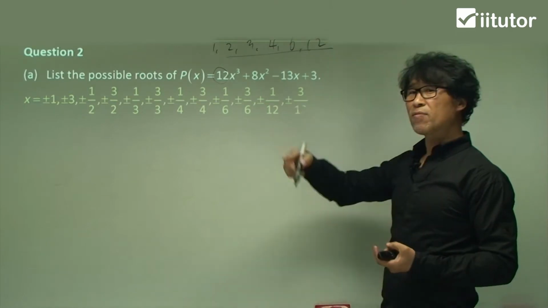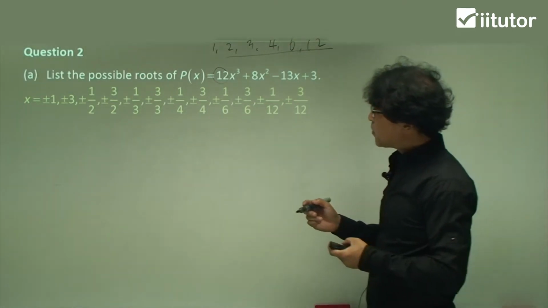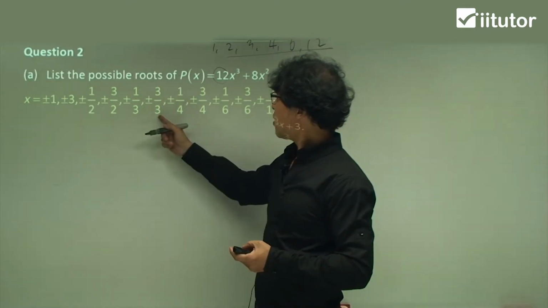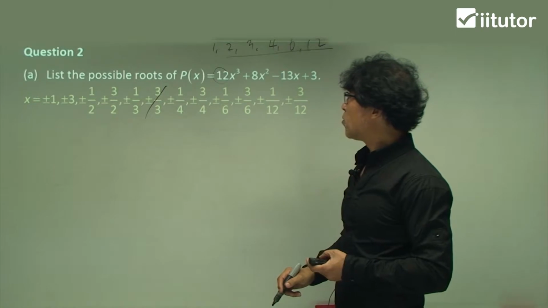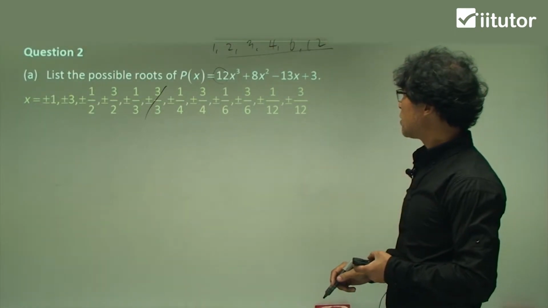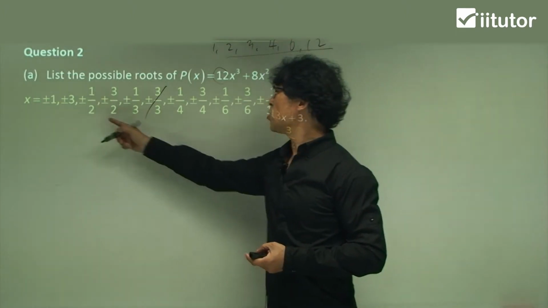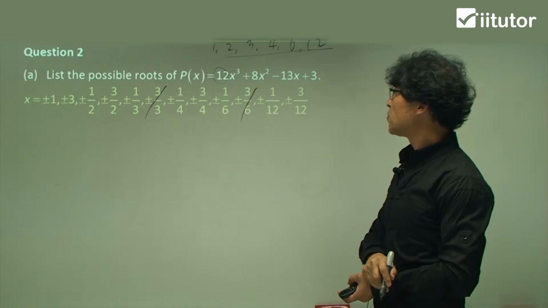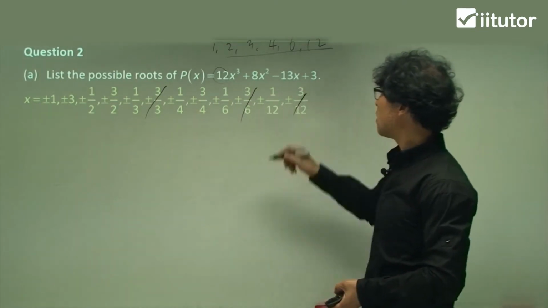However, not all of them. You may be able to find some duplicates. So look at this one. Say 3 on 3 is the same as 1, so we can ignore that. What else? Is there any kind of duplicate that you guys see over there? Say 3 on 6 is the same as 1 on 2, so you can take that out. What else? 3 on 12 is the same as 1 on 4, so you can take that out.